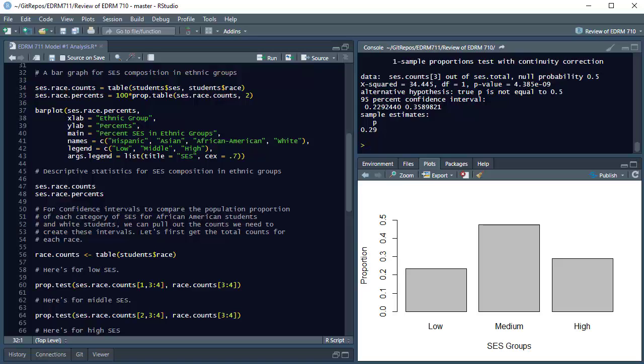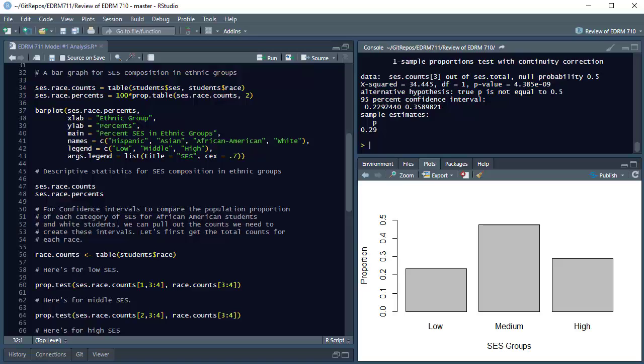In yours, I think you're going to be looking at SES within school type. So in public school, what proportion of the sample are low SES? What proportion of the sample are middle or medium SES? And what proportion are high? Again, equaling 100% for within public school, and then similarly for private school.